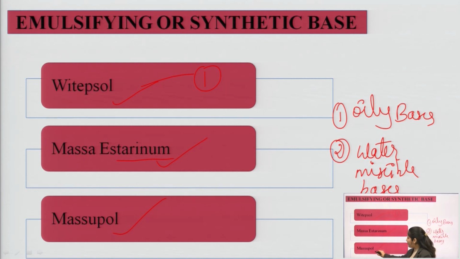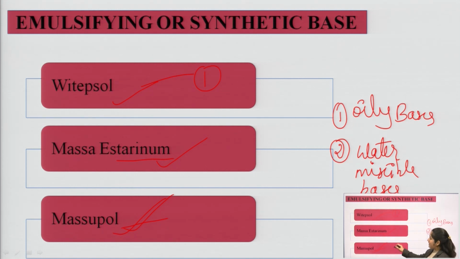Now moving on to Massupol. Massupol is another triglyceride of the class of emulsifying or synthetic bases, and it is often chosen when we want the suppositories to have a flexible shape or size and a pleasant appearance. In those cases also we go for Massupol as an emulsifying or synthetic base.